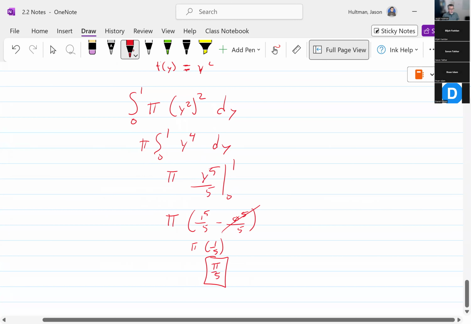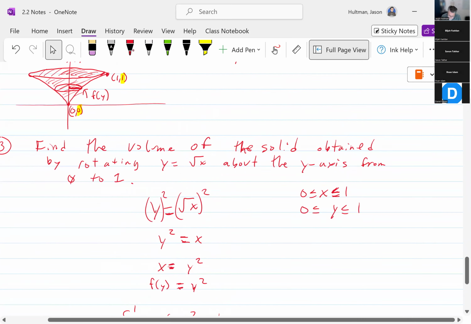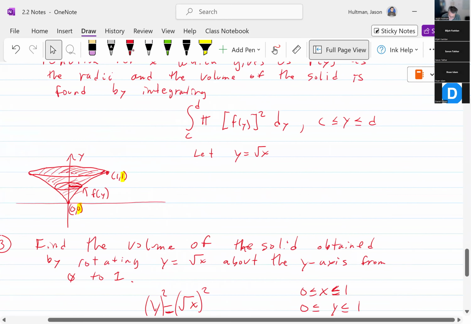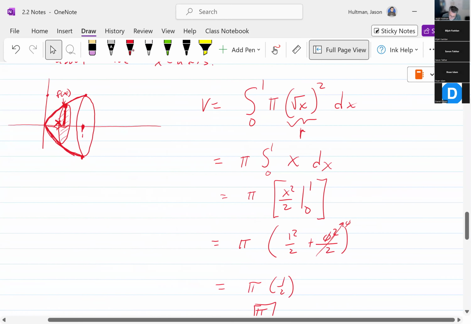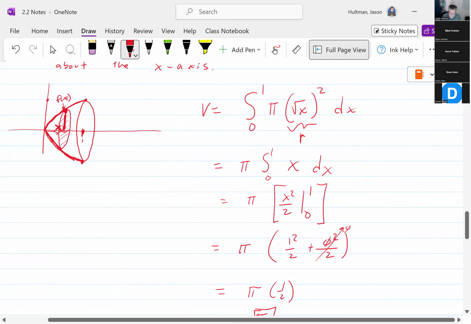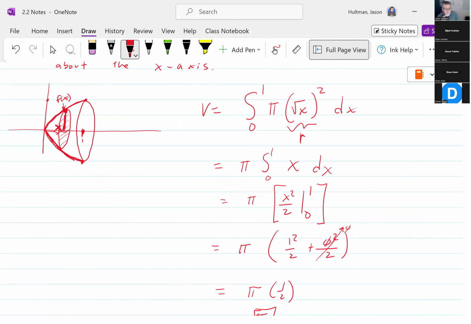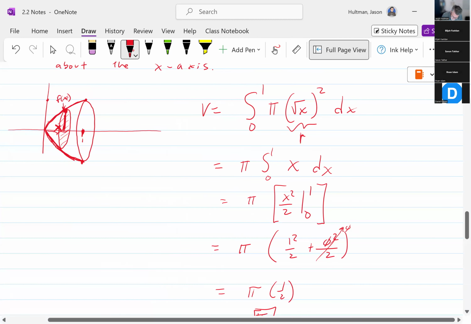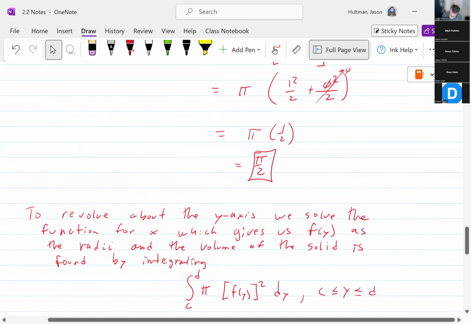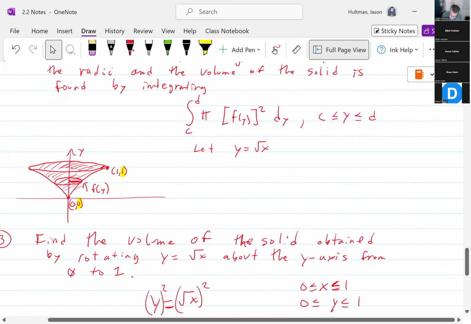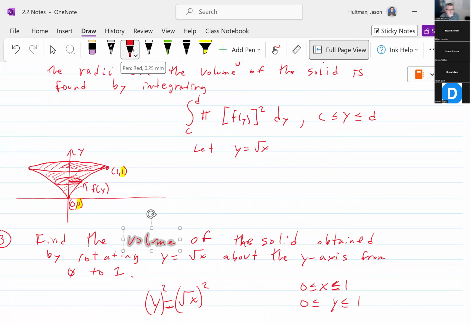Which is smaller than the pi over 2. Does that make sense? That this volume that looks like a funnel would be smaller than the volume that looks kind of like a bowl? Yeah, it's less volume, because here it bows out and creates more volume. Here it's bowing out, but it's creating less volume between the two functions.